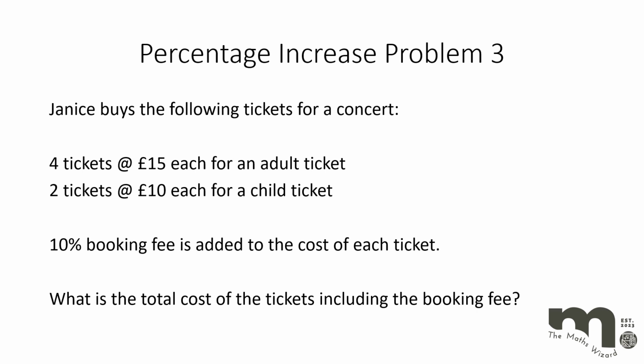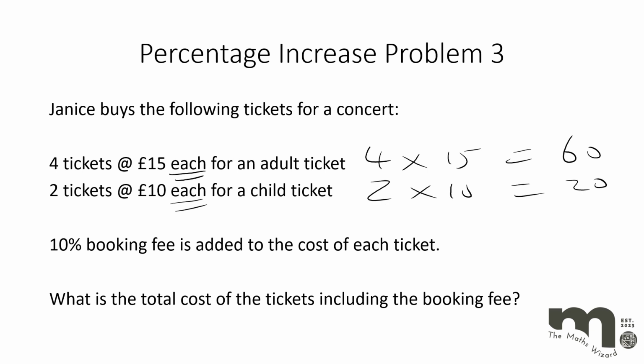Okay, let's have a look at this then. So she's buying the following tickets. So she's got 4 tickets at £15 each. So whenever you see that word each within a question, it's always referring to one item. So 4 times 15 is 60. 2 times 10 is 20. So in total, she's paying £80 for the tickets.